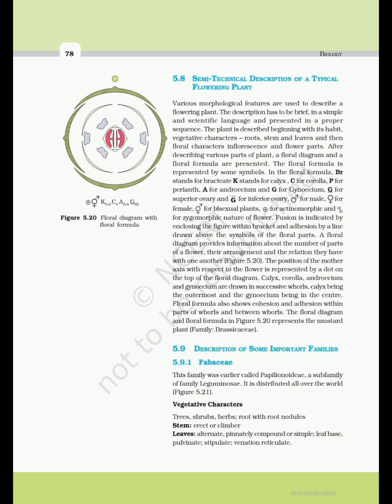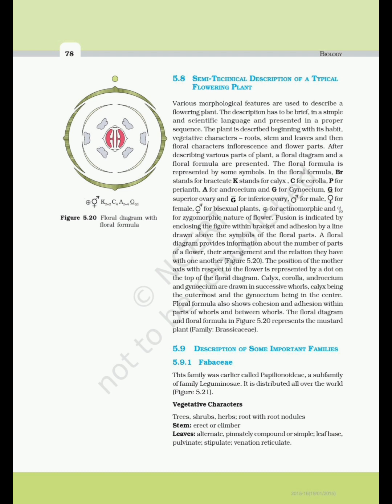The floral formula is represented by some symbols. In the floral formula, Br stands for bracteate, K stands for calyx, C for corolla, P for perianth, A for androecium and G for gynoecium, with underlined G for superior ovary and G with a line above for inferior ovary, symbols for male, for female, for bisexual plants, for actinomorphic and for zygomorphic nature of flower. Fusion is indicated by enclosing the figure within bracket and adhesion by a line drawn above the symbols of the floral parts. A floral diagram provides information about the number of parts of a flower, their arrangement and the relation they have with one another, figure 5.20.